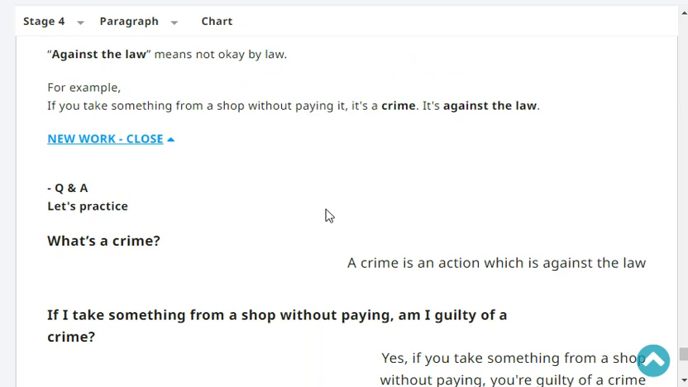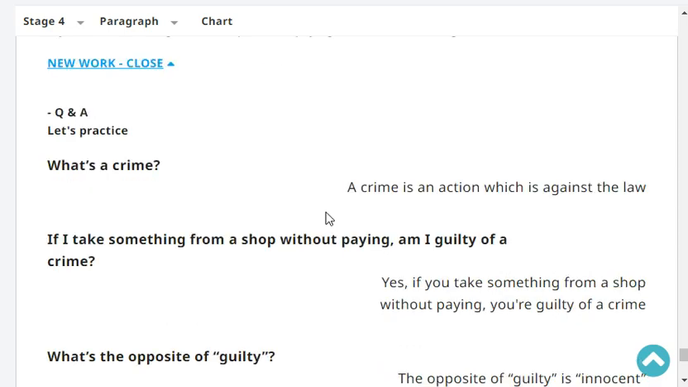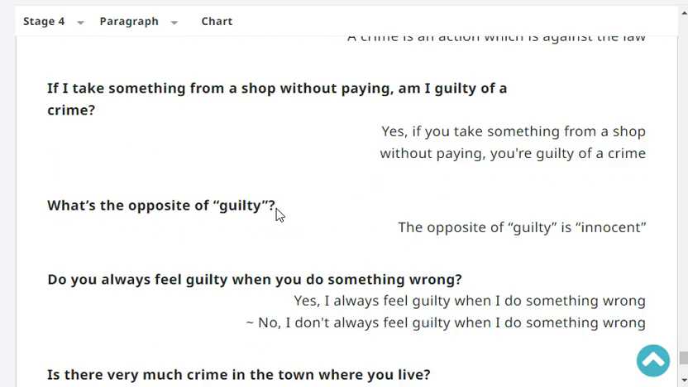What's a crime? A crime is an action that is against the law. If I take something from a shop without paying, am I guilty of a crime? Yes. If you take something from a shop without paying, you're guilty of a crime. What's the opposite of guilty? The opposite of guilty is innocent.